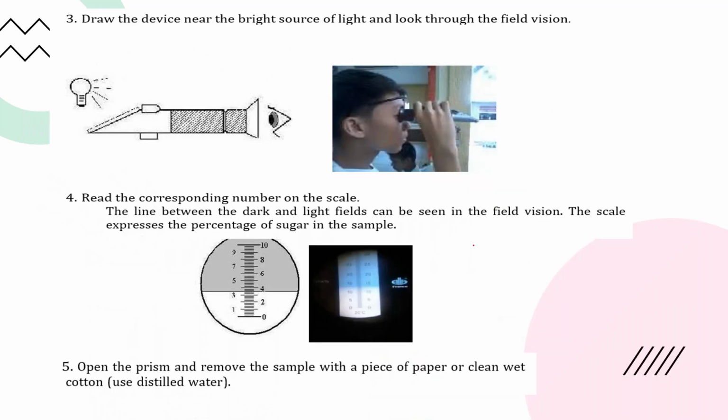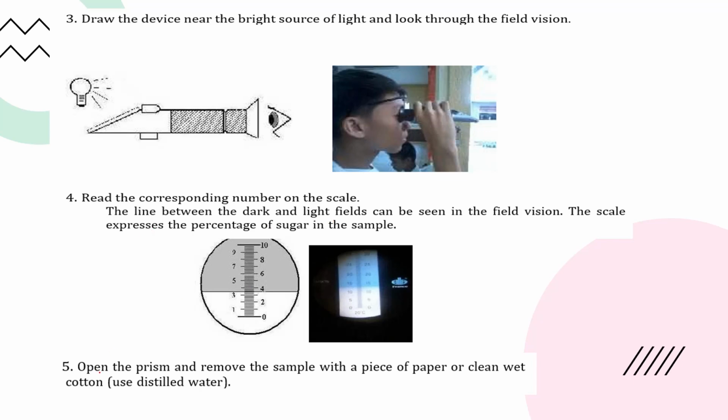Next, third, draw the device near a bright source of light and look through the field vision. Field vision is the part you look through. Fourth, read the corresponding numbers on the scale. The line between the dark and light fields can be seen in the field vision. The scale expresses the percentage of sugar in the sample.